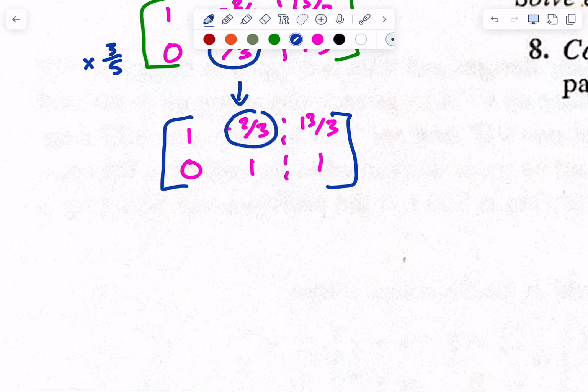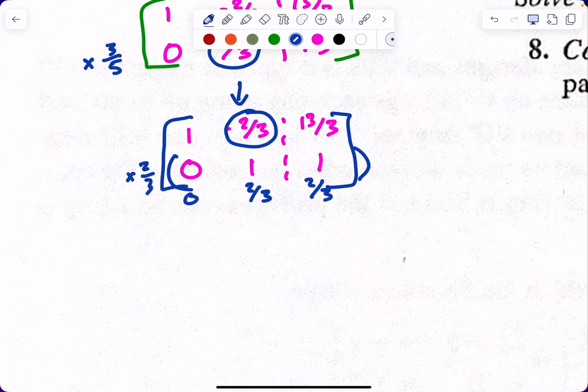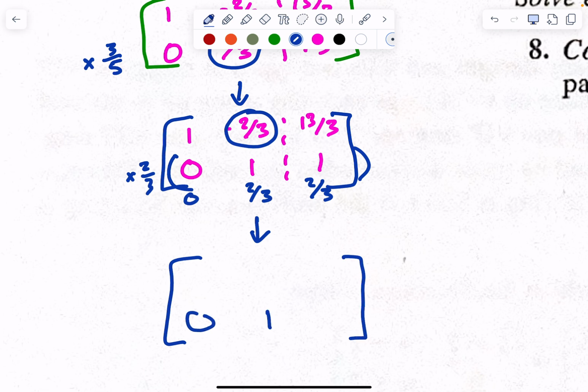Now we want this guy to be a 0. So we take the bottom row times positive 2/3, right? If I do that, that'll be 0. This will be positive 2/3, and this will be positive 2/3. The bottom row's just going to chill because he's done. The bottom row's done: 0, 1, 1.